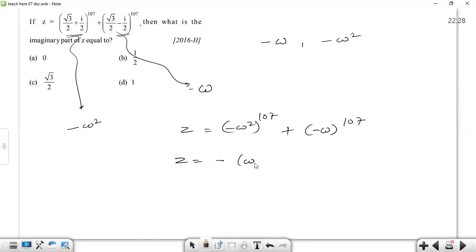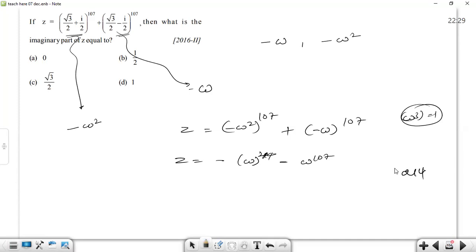So solving it further, the power is odd. So omega square into 2 into 107, that will become 214, and power is odd, so the negative sign will remain. Omega raised to 107. Now let's solve 107 and 214. So we know omega cubed is 1. So if it is a multiple of 3, then it's going to become 1. Otherwise, if there is any remainder left, then the remainder will be the particular power of omega.